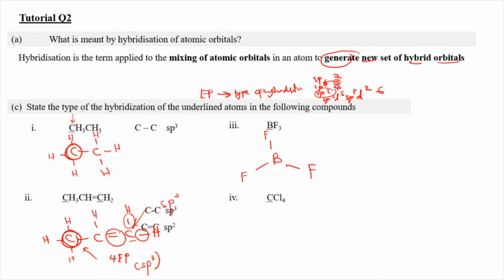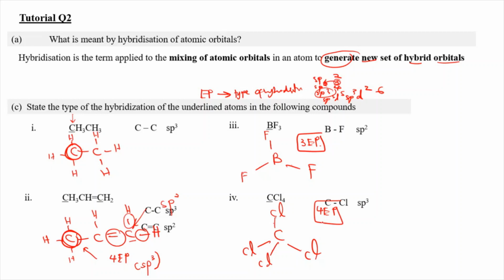Okay, so the boron here will have 1, 2, 3 electron pairs, and when it has 3 electron pairs, it refers to sp2. For CCl4, which is tetrachloromethane, you're going to have a structure like this. So you're going to have 1, 2, 3, 4 electron pairs, and as a result, it's going to adopt sp3 hybridization, and the sp3 hybridization will have a tetrahedral arrangement, which is what we have drawn.